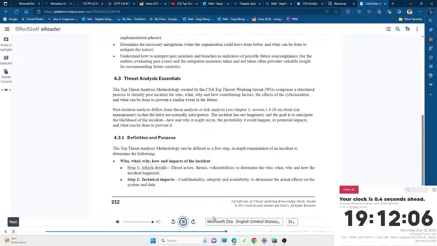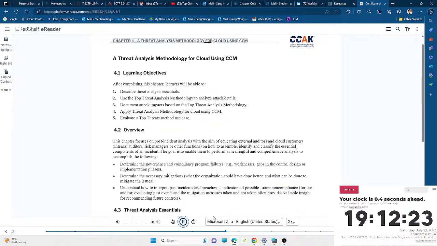Step 1. Attack details, threat actors, threats, vulnerabilities, to determine the who, what, why and how the incident happened. Step 2. Technical impacts, confidentiality, integrity, and availability, to determine the actual effects on the system and data. Certificate of Cloud Auditing Knowledge Study Guide Copyright 2021 Cloud Security Alliance and ISACA. All rights reserved. Chapter 4 A Threat Analysis Methodology for Cloud using CCM.